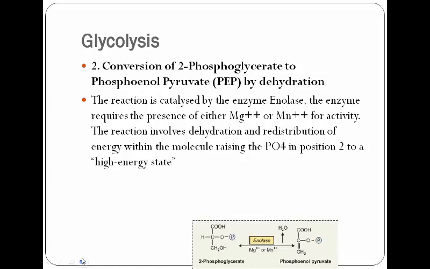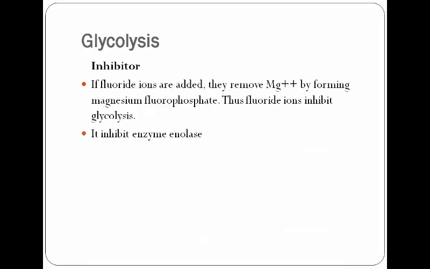Now in the second reaction, conversion of 2-phosphoglycerate to phosphoenolpyruvate by dehydration occurs in the presence of the enzyme enolase. This enzyme is dependent on magnesium. The process of glycolysis is inhibited by fluoride ion at that stage.